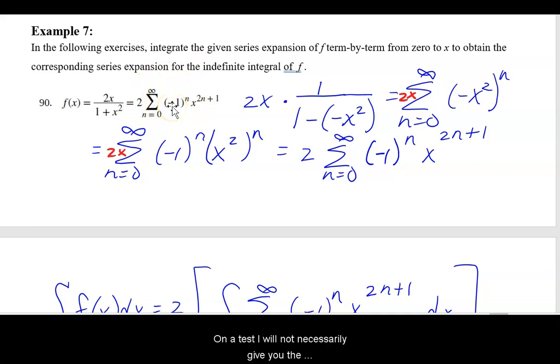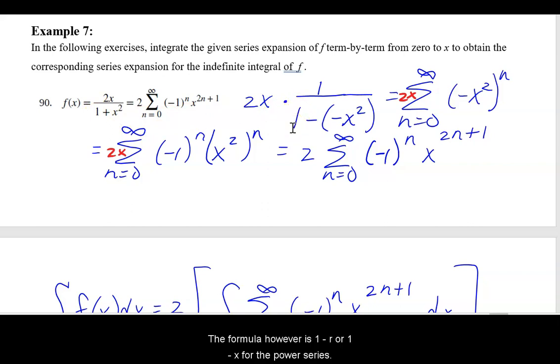On a test, I will not necessarily give you the power series formula. You should be able to be given 2x over 1 plus x squared and write it in its power series form. Let's see how to do that. First, recall that you have to make it look like 1 over 1 minus something in parentheses. To do that, I pull the 2x away from the numerator to the front. That makes the numerator a 1. I do have the 1 at the beginning in the denominator, so it's fine.